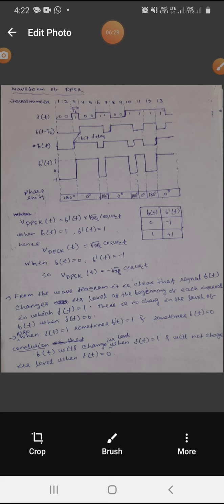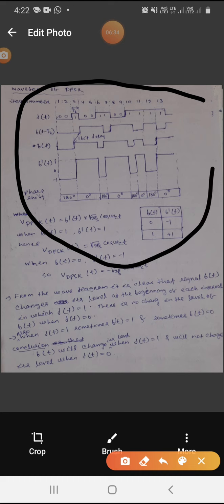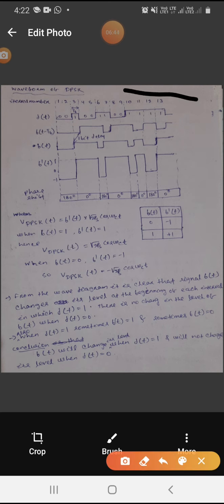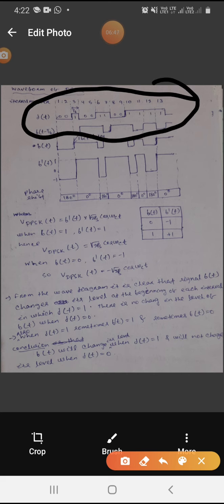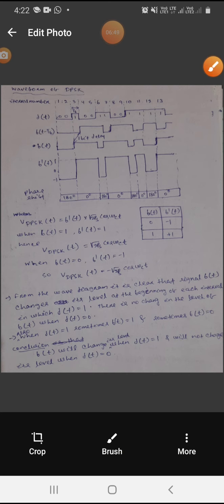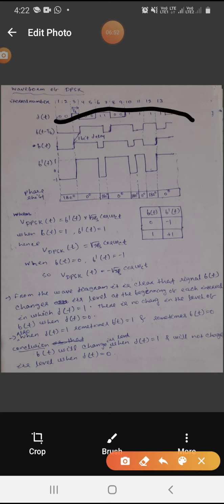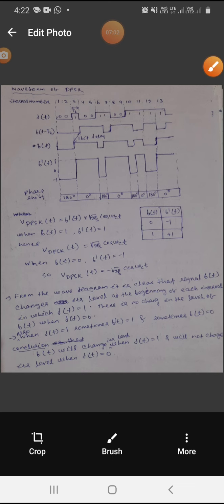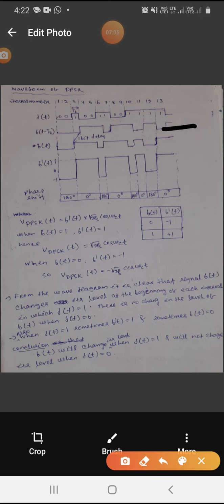Now we have to understand the waveform of DPSK. See the figure. This is the waveform of DPSK. See this diagram. We have drawn the waveform of DPSK. So this part is your Dt, which is the digital signal. Then this one is your delayed signal, that is B of t minus Tb. See the block diagram, you can understand. And similarly, the next signal is your Bt.